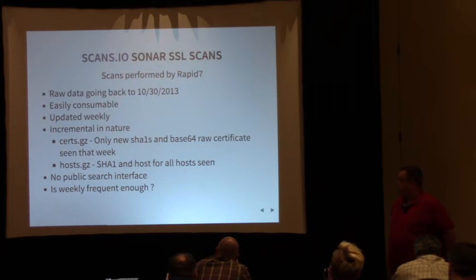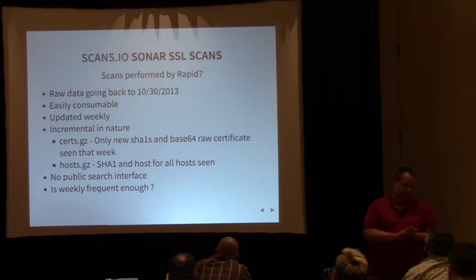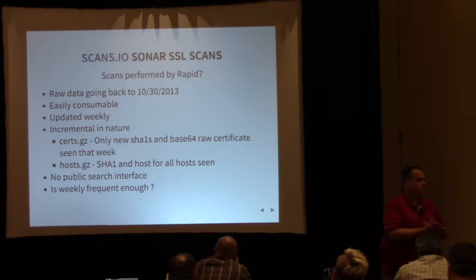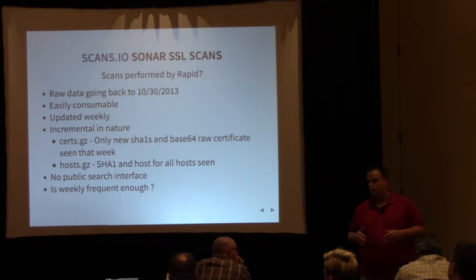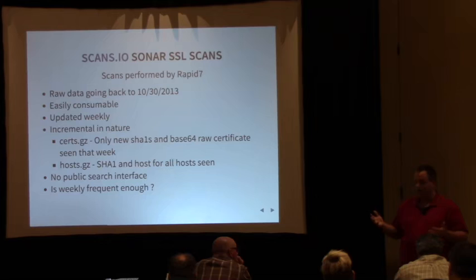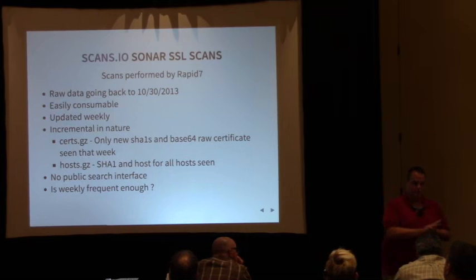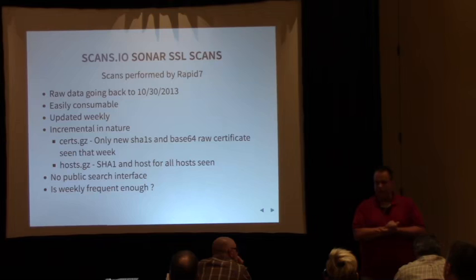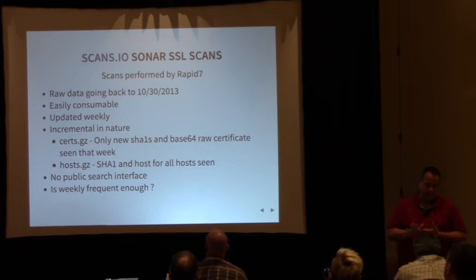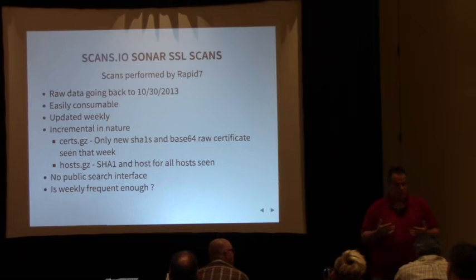So what is Scans.io? So these scans are performed by Rapid7. They have raw data going back to October of 2013. So now we're close to almost 3 years of historical TLS certificate data for the internet. It's easily consumable. They update it weekly. They tend to do their scans earlier in the week. It's very incremental in nature. So what I mean by that is the release for the files that I use. They provide a search.gz file.